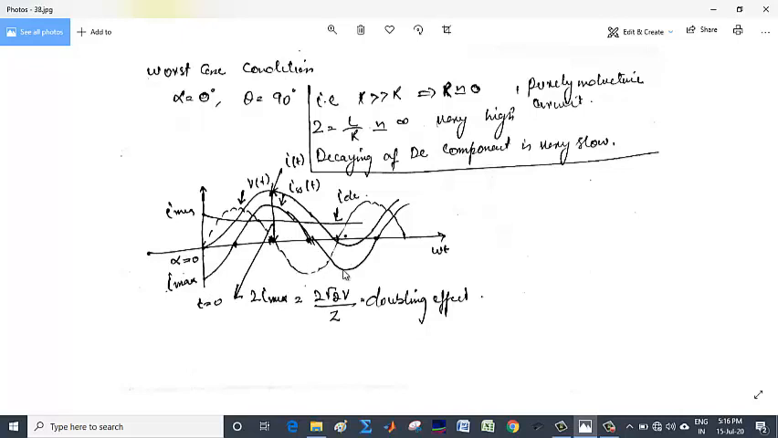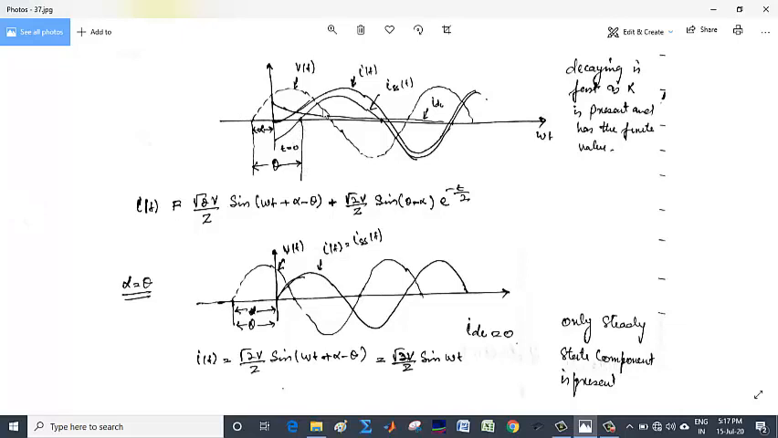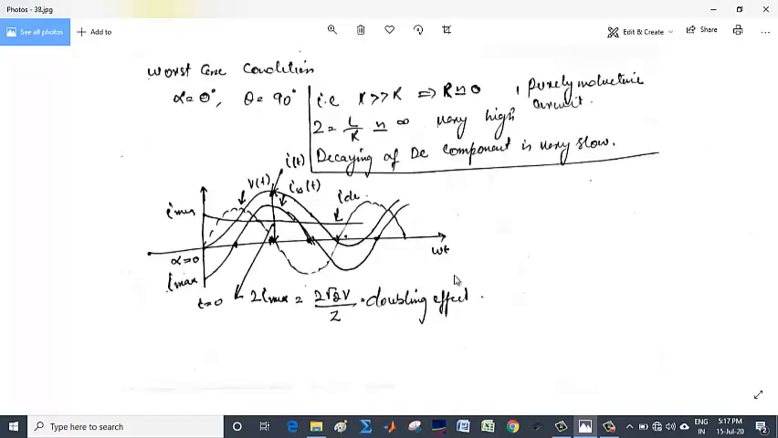You can see that this is coincident to this, and in the earlier case it was not a maximum value. Maximum value would have been somewhere over here. The value at t equal to 0 would definitely have been less than maximum, but here it will be exactly equal to the maximum value. That's why I have written it Imax.